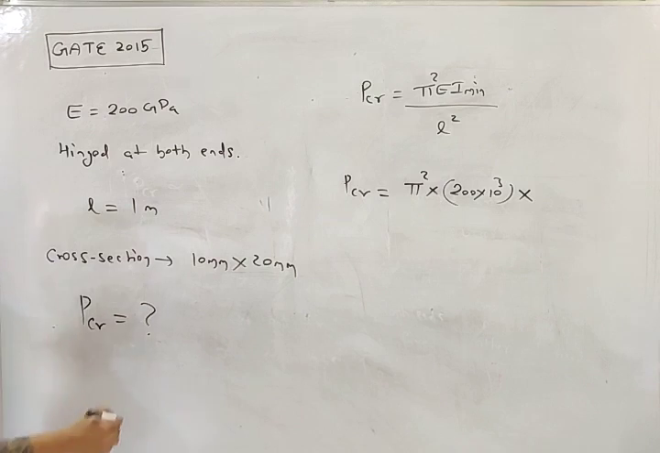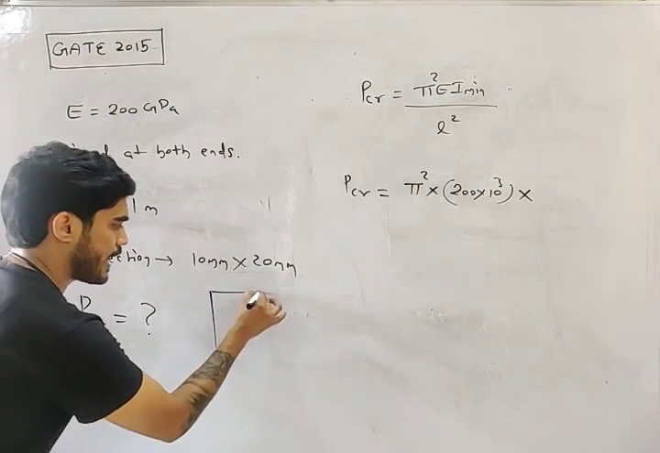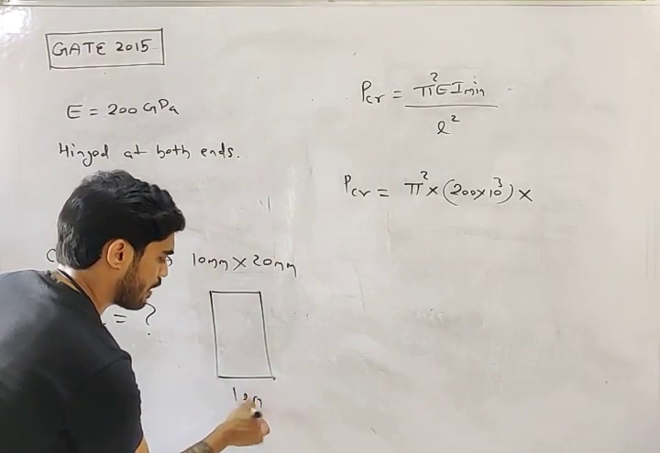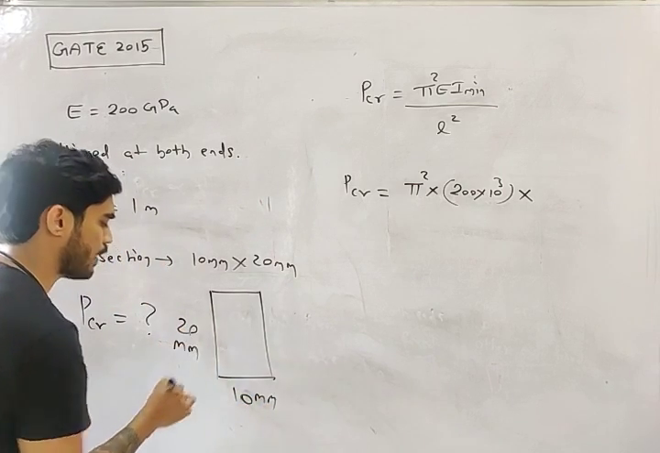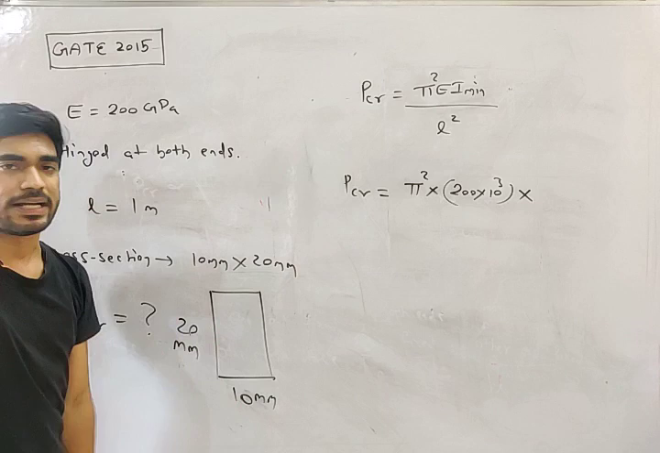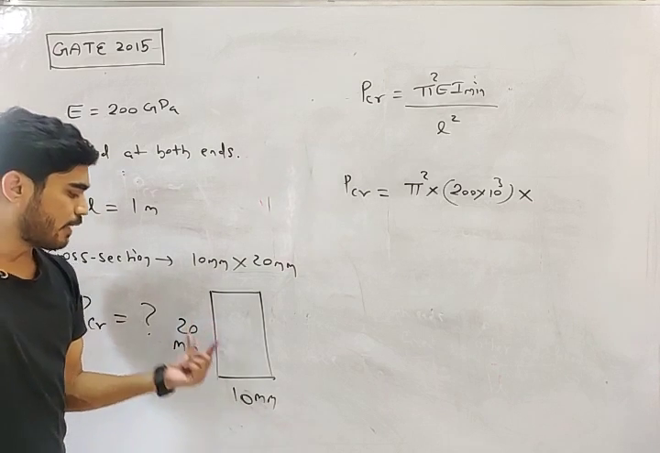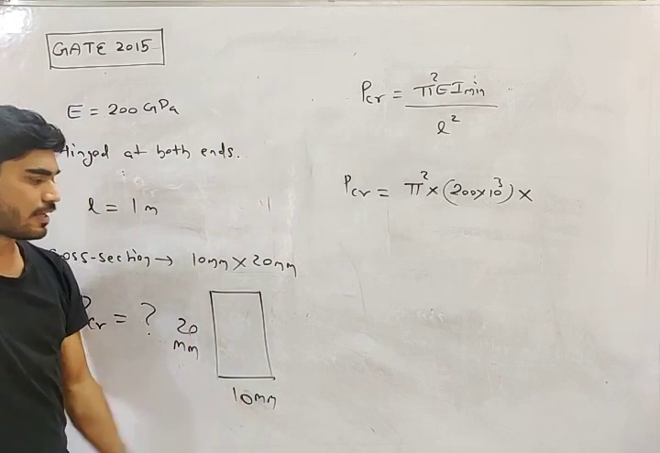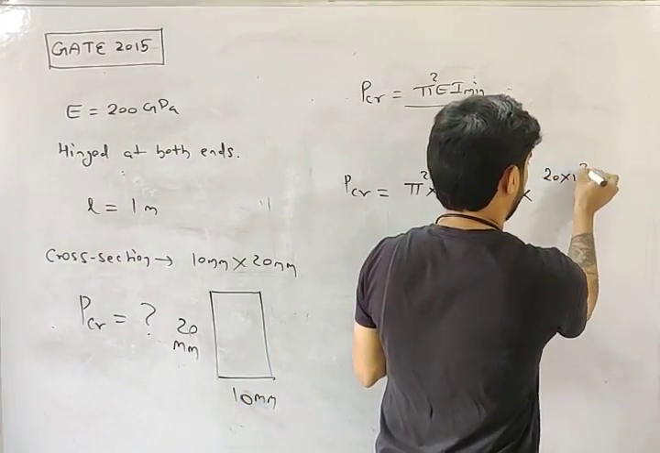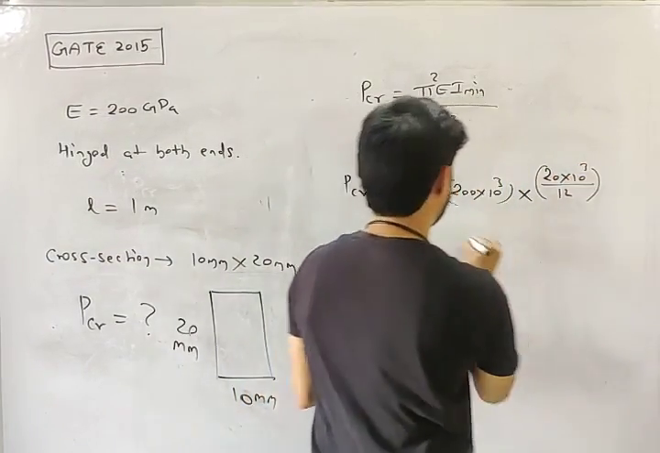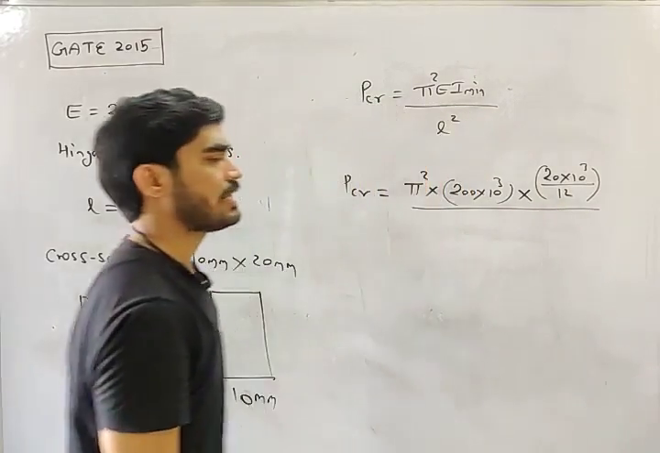What will be I minimum, my friend? Look at the cross section. It is 10 by 20. 10 mm and 20 mm. So one moment of inertia will be 10 into 20 cube by 12 and one will be 20 into 10 cube by 12. Okay. So which one will be minimum, my friend? It will be 20 into 10 cube by 12 divided by L square.